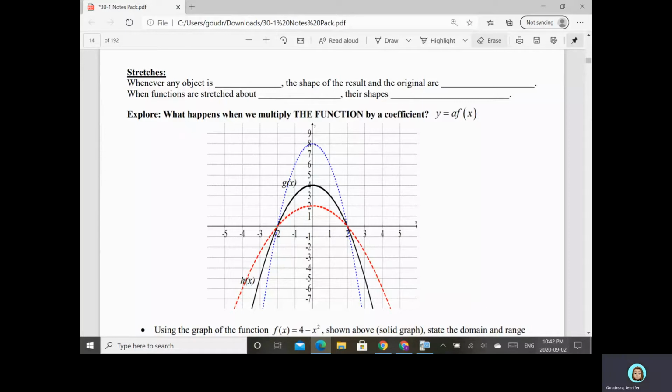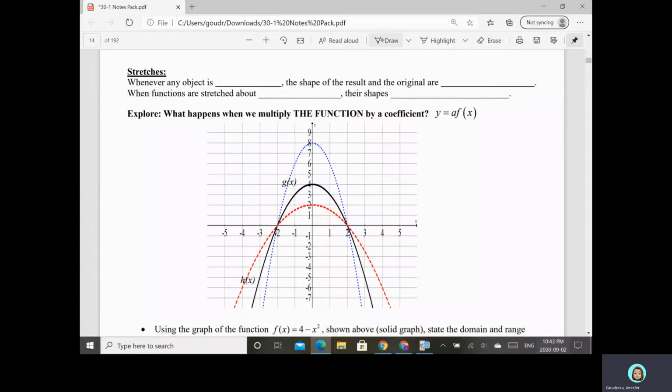The second part of section 1.2 deals with stretches. Whenever any object is stretched, the shape of the result and the original are not congruent. That means the original and the new transformed shape are not the same size. They are not necessarily the same shape.